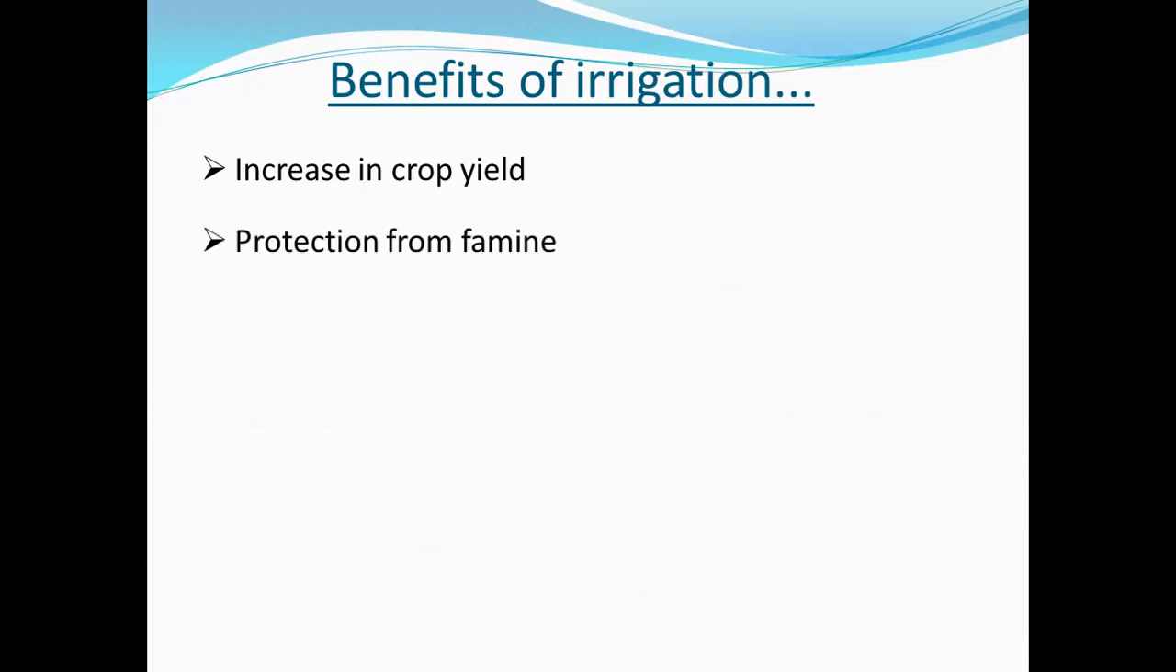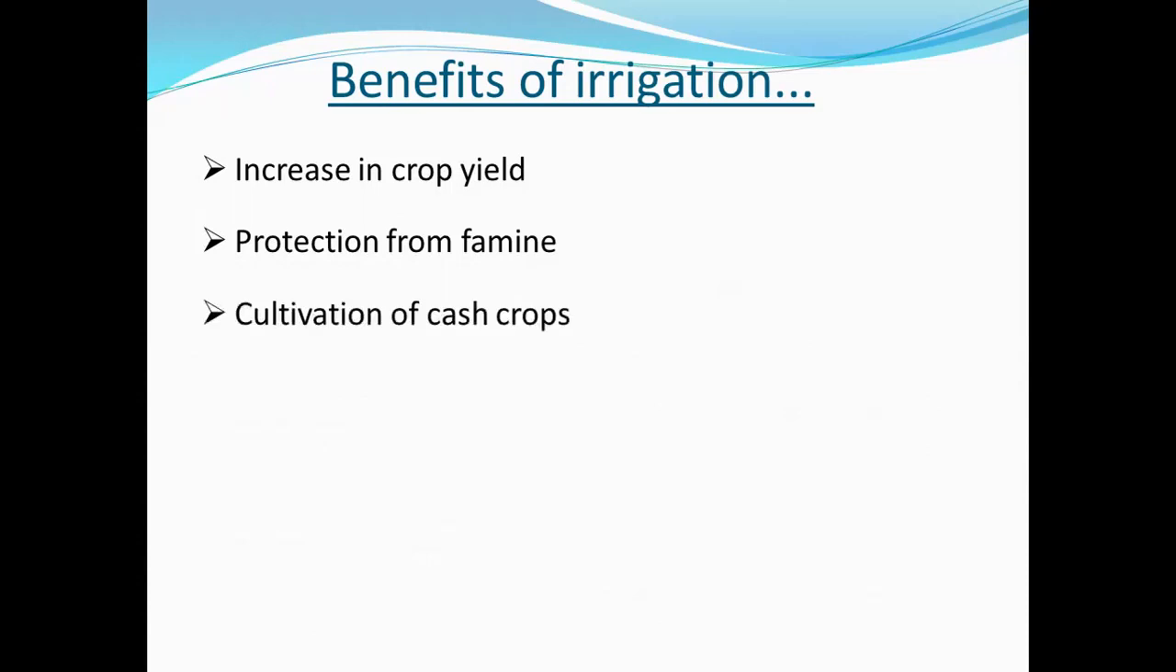Next is protection from famine. The provision of adequate irrigation facilities in any region ensures protection against the failure of crops or famines from droughts. However, in regions where no irrigation facilities exist and the farmers have to depend only on the rains for growing crops, the failure of rains may result in famine, right?